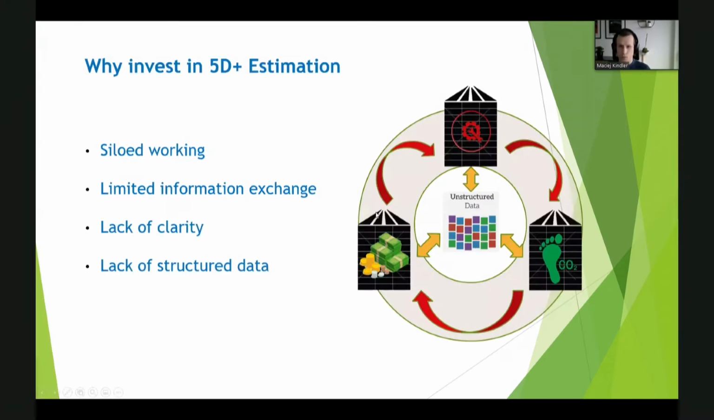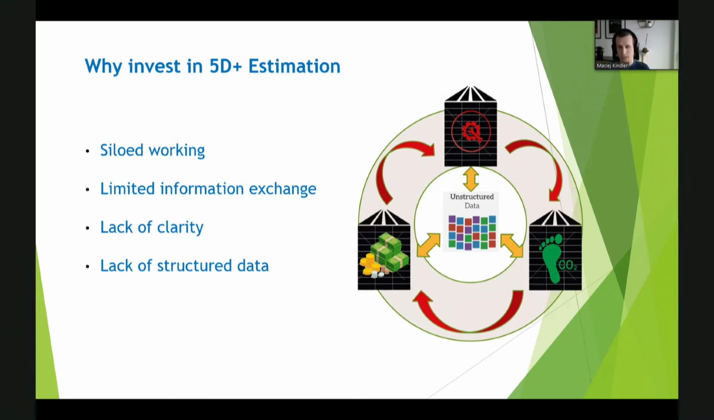So the first thing, why invest in 5D estimation? These streams of work, the BIM management that brings design into a contractor, the estimation and the carbon calculation, usually at the moment work in silos. They concentrate on their own scope of data, they create their own structures for the calculation, and because of that there is limited information exchange.